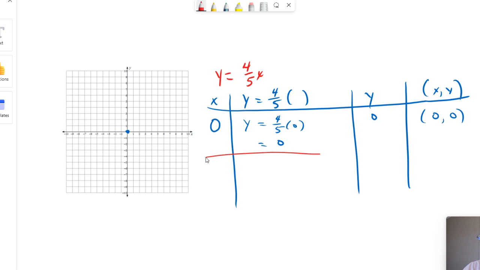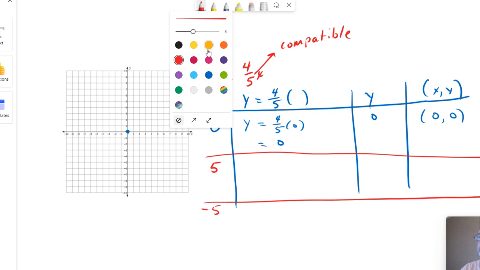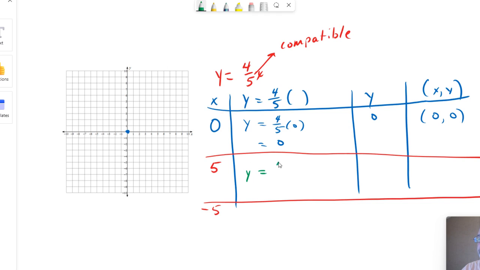So here's the next one. Now, a compatible number: anytime I have a fraction as my slope, a fraction in front of the x variable, I need to use compatible numbers. So I need to use numbers that are compatible with 5 in the denominator. So I'm going to pick 5 and -5. Those are going to be my two compatible numbers to go with this. And we'll see why as soon as we plug this in. So let's plug that in. We'll get y equals 4/5 times 5.